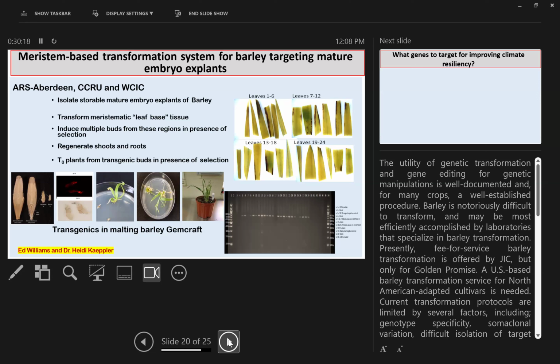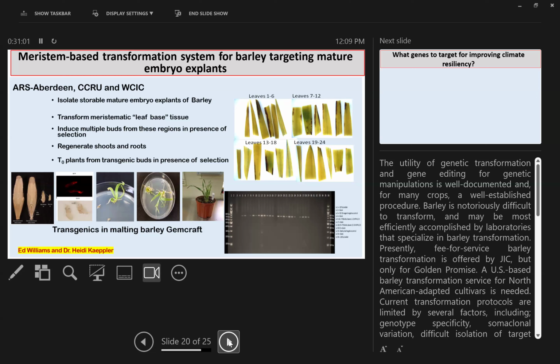So we just took Gemcraft for this particular project, and Conlon also was in the fray, but we decided that we can focus just on Gemcraft for now to show the proof of principle. So at WCIC, these guys have perfected this technology for isolating mature embryo explants, and then using that meristematic tissue leaf base to induce multiple buds, and then ways of regenerating roots and shoots from them, and hopefully get a successful plant. So they have done this, and it took them more than a year or a year and a half to perfect this. They were successfully able to transform.